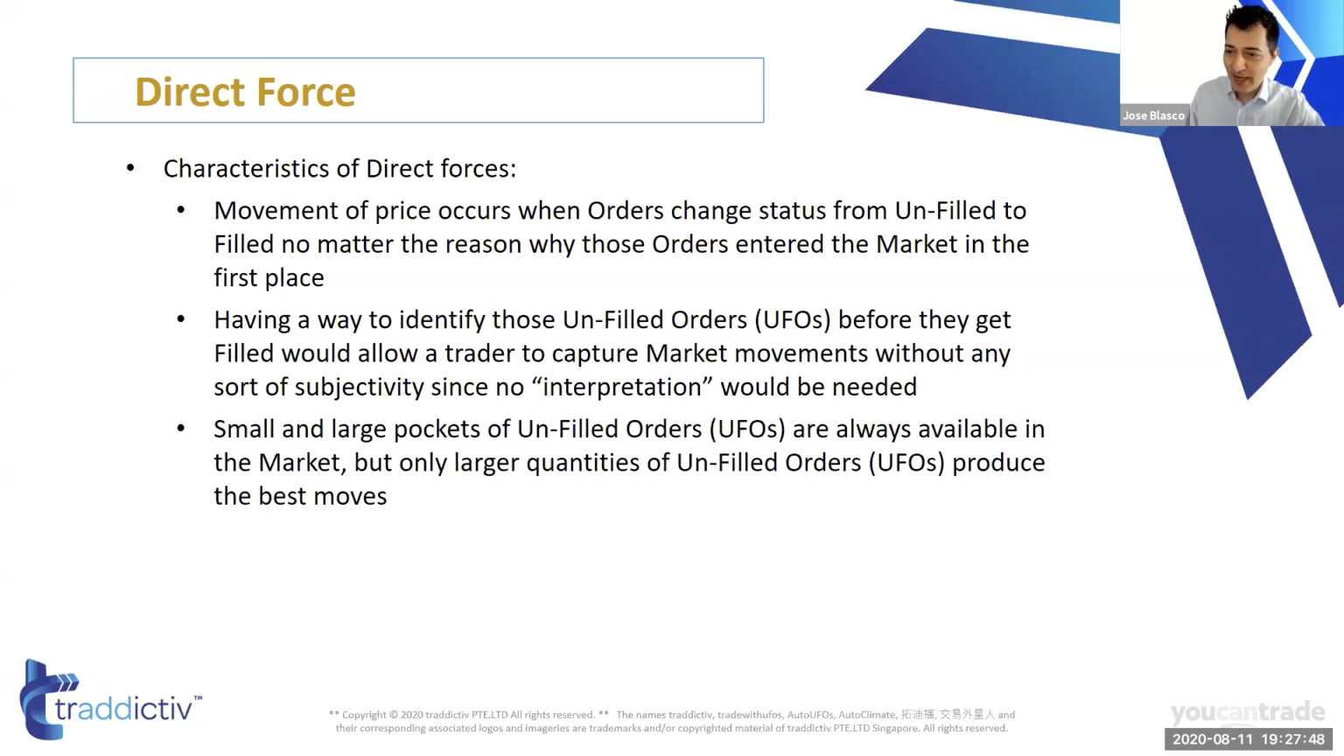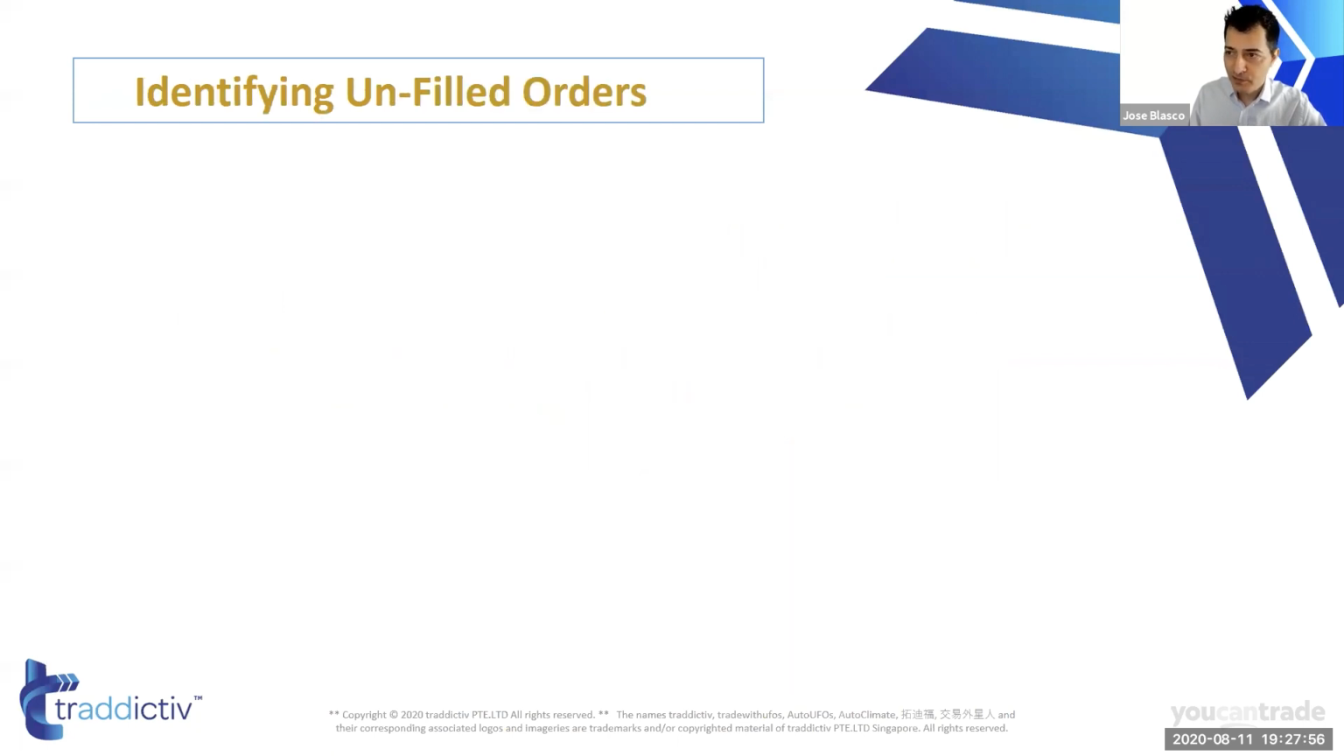Good. So small and large pockets of on-field orders are always available in the market, but only larger quantities of on-field orders produce the best moves. So how do we identify those on-field orders? Well, there are many techniques, okay? I see Mike pointing at level 2.